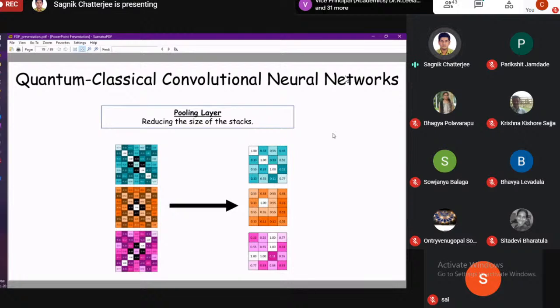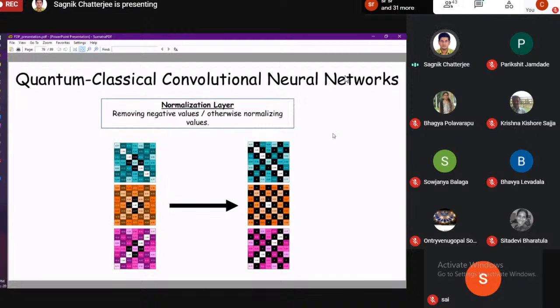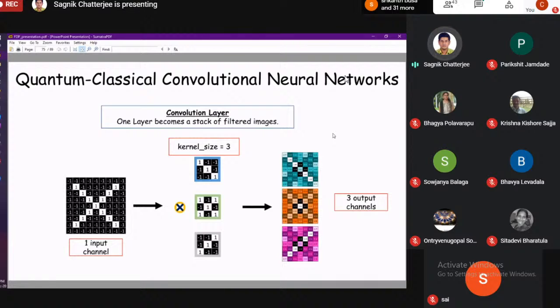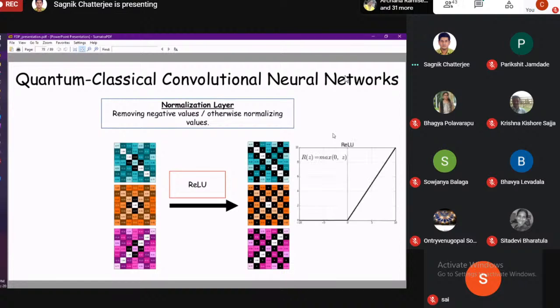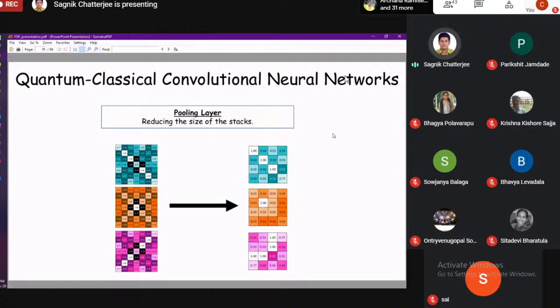What we can do is consolidate the values, aggregate the values into smaller sized images. So they use filterings, and there are a lot of techniques for pooling. Like you can do an average of the kernel window or the maximum value of the kernel window, and so forth. I'll not be going into details, but to recap, you have the convolution layer, which is a stack of filtered images. The normalization layer normalizes the values, and the pooling layer reduces the size of the stacks.